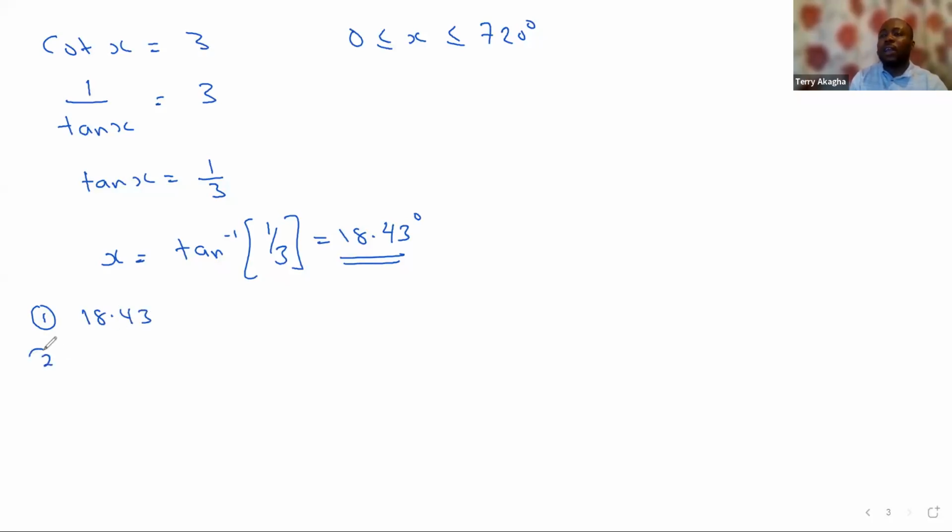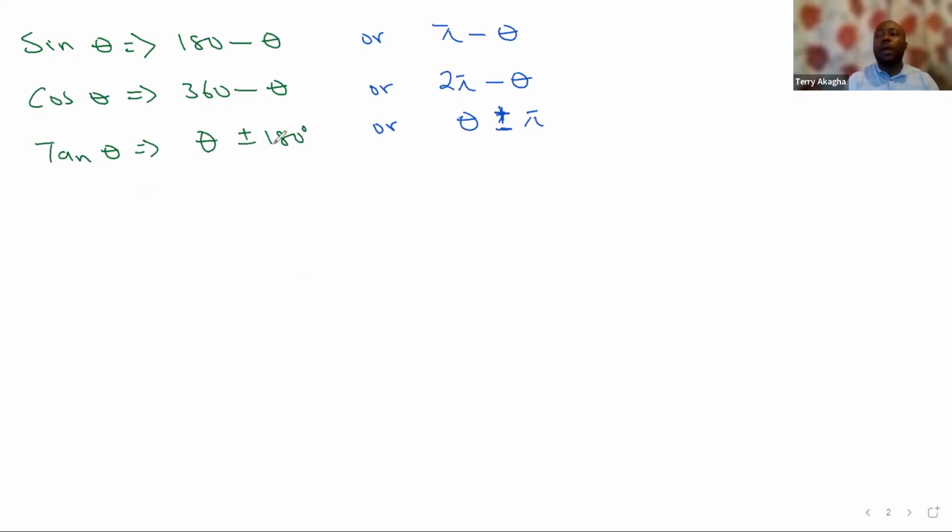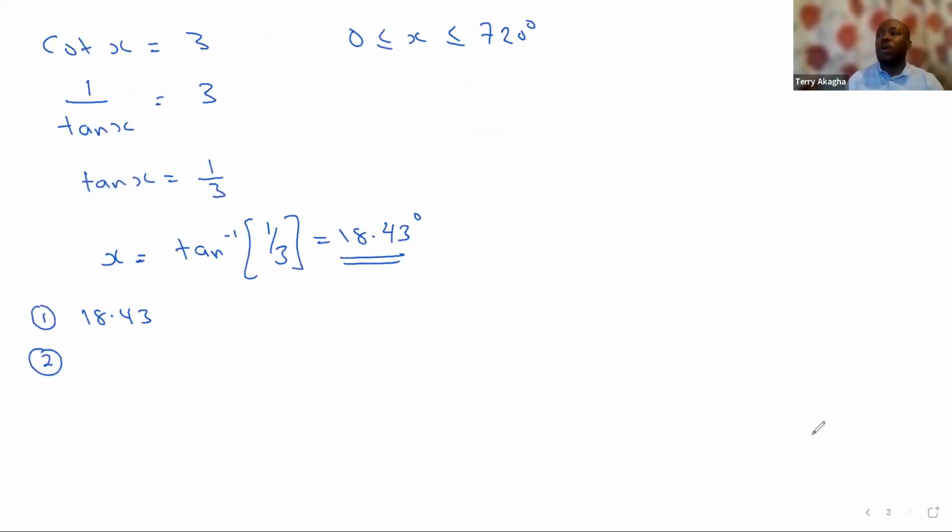The first angle is 18.43. Now, how do you get the second angle for tan? We talked about for tan it is theta plus or minus 180. You use plus 180 when you're going in the positive direction, and minus 180 when you're going in the negative direction. Because we're going in the positive direction, it's going to be plus 180. So it's going to be 18.43 plus 180 degrees, and this should give you 198.43.